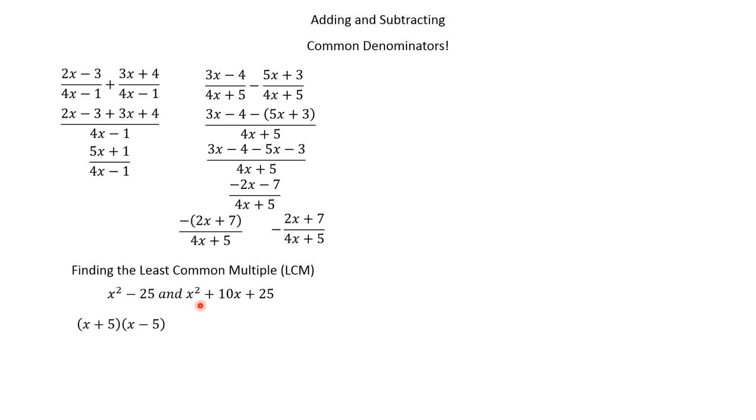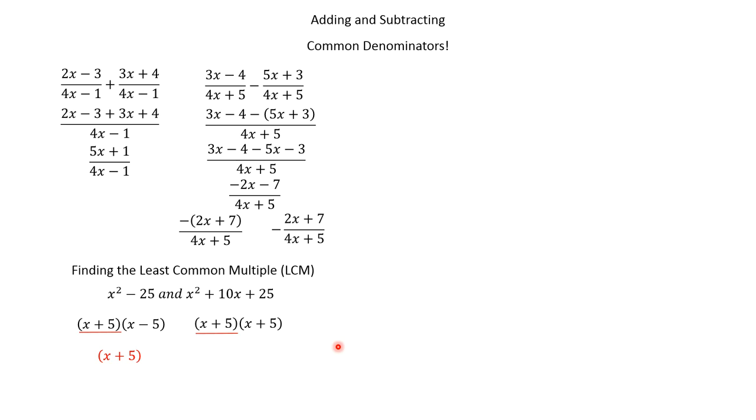And this guy, it factors more traditionally. What times what equals 25, but adds to 10? That'd be 5 and 5, so we get x plus 5 times x plus 5. And so, now that we have it factored, how do we find the least common multiple? Well, the first thing we need to look at is, what do they have in common? These both have x plus 5s, so we're going to need an x plus 5 in our least common multiple.